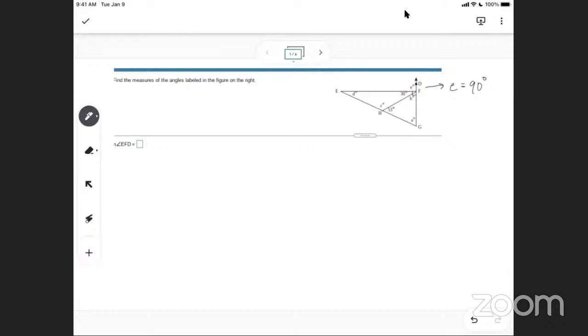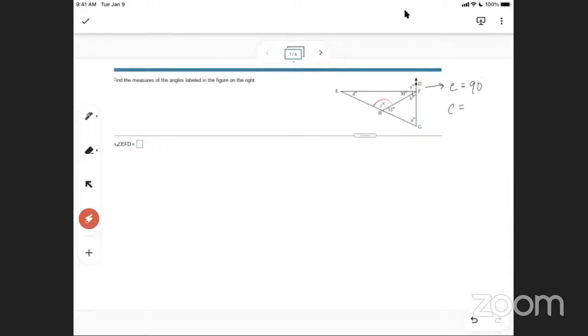And why is C also very easy? Because it tells you it's 53. What do you know about this line right here? It has to equal 90 degrees, right? No, straight lines don't equal 90. Straight angles are what? 180.